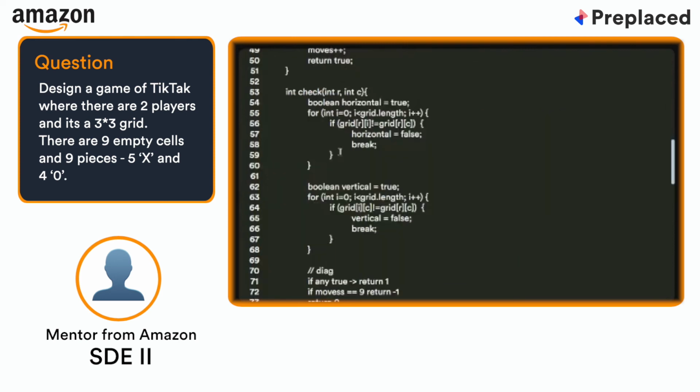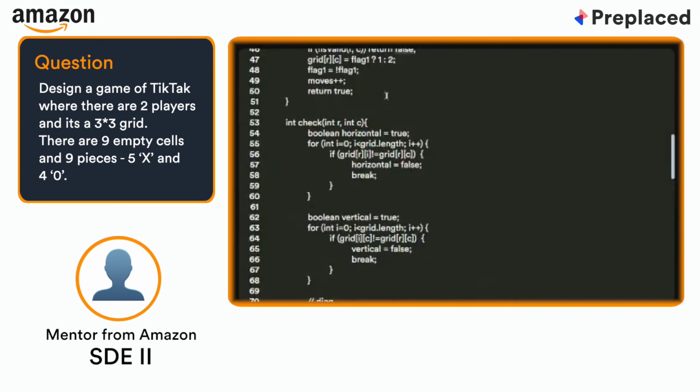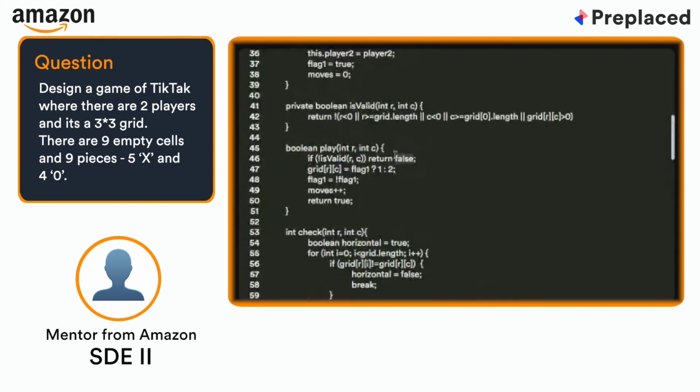Why have you written it as flag one? Why not just flag? Actually flag one means player one is playing, so that's why the one is representing player one. Okay. Because naming is also important, right? Yes, I mentioned it to you before. Okay, moves plus plus. Why are we keeping this moves plus plus?